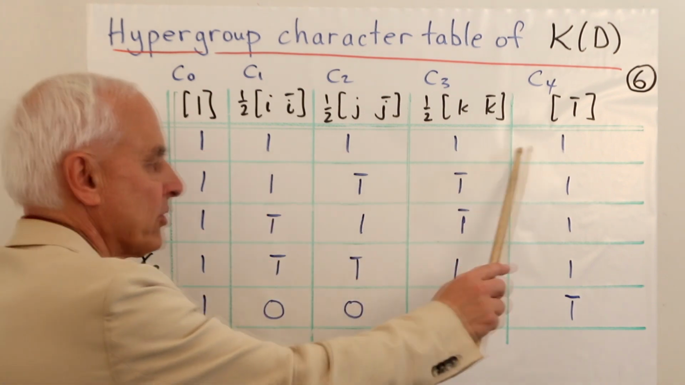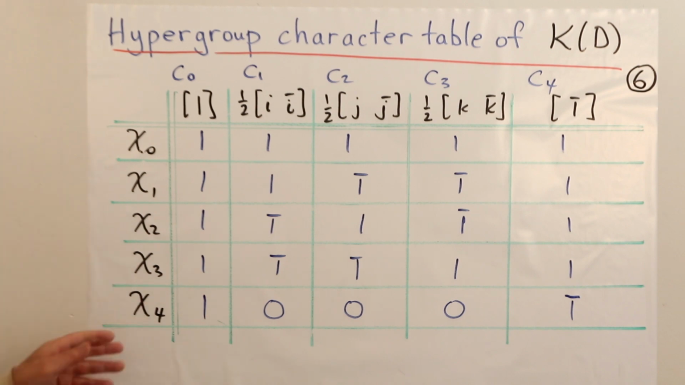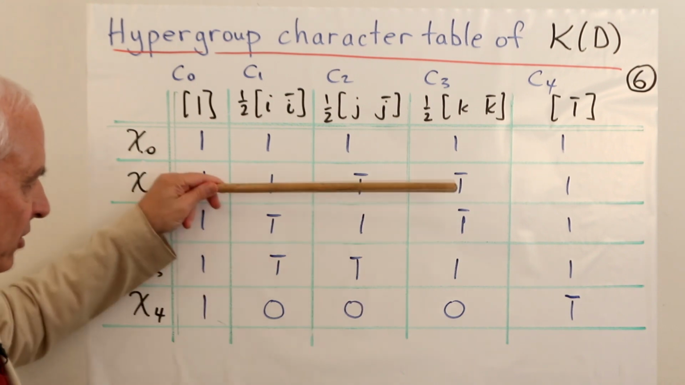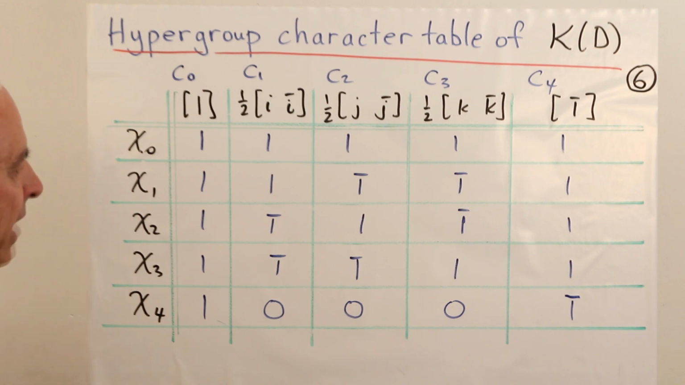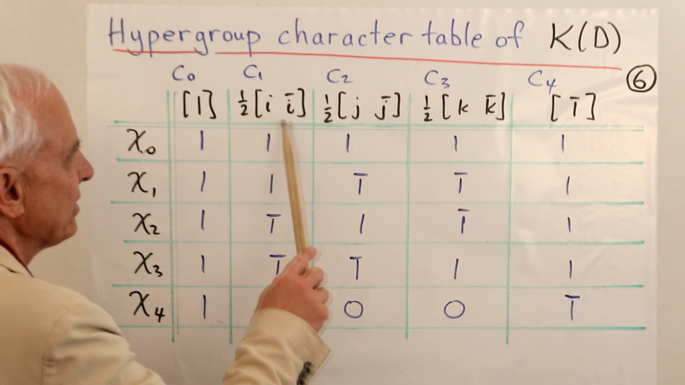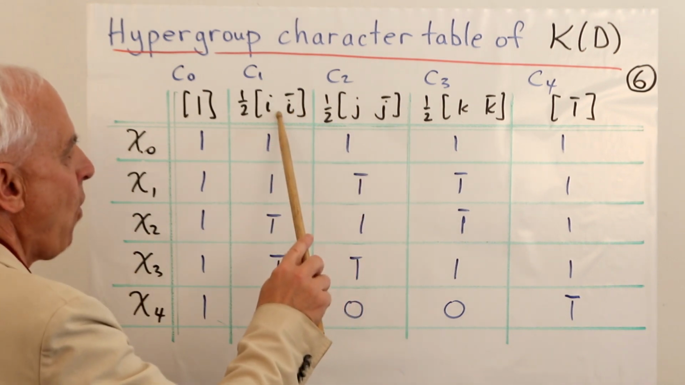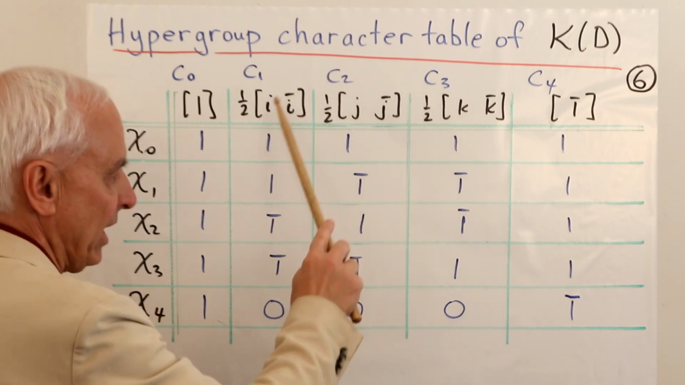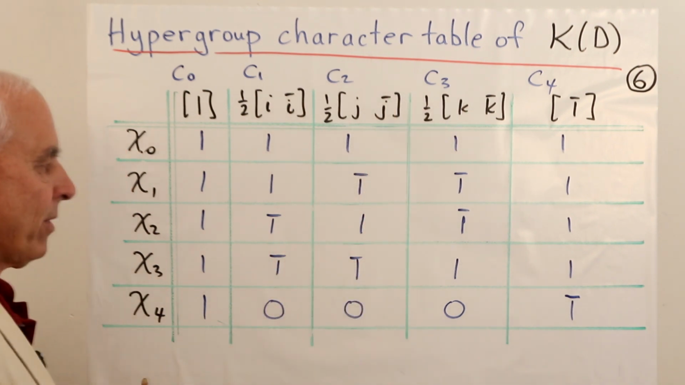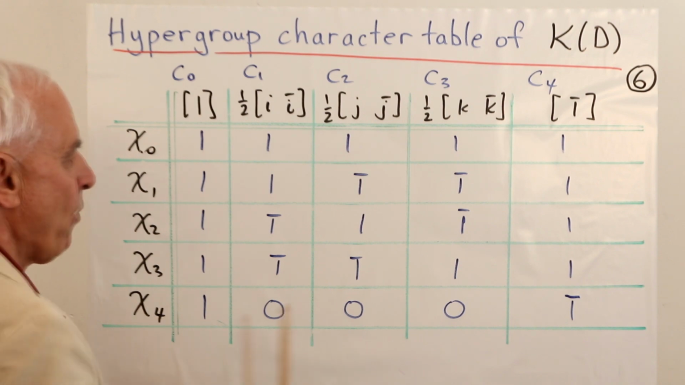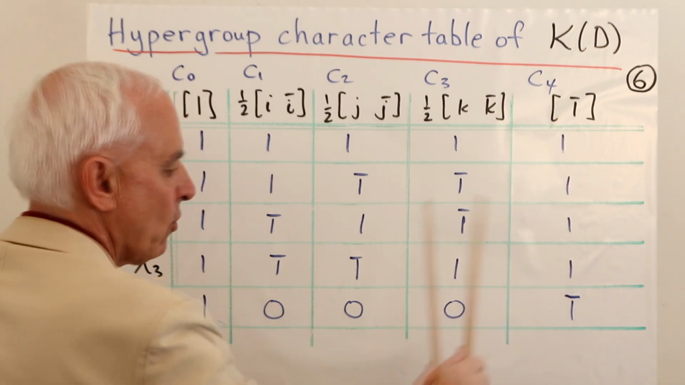There's the identity character, which there always is, and every character has the value 1 at c0. And these 3 characters here are all sort of similar. What they do is they assign a value of 1 to one of these 3 and a value of -1 to the other 2, while C4 has the value 1.